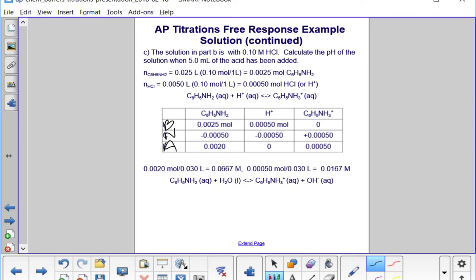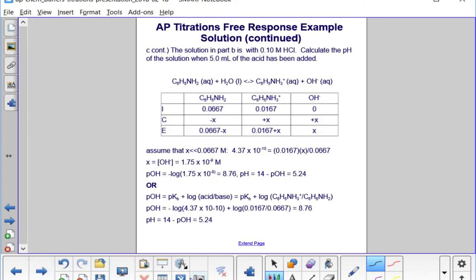Now we need to find the concentration of our base using this amount and the concentration of our conjugate acid using this amount. So we have 0.0667 molar aniline and 0.0167 molar conjugate acid. Now we still have to find the pH. We have a buffered solution now, right? So we can use Henderson-Hasselbalch to find the pH. So that's what we'll do here.